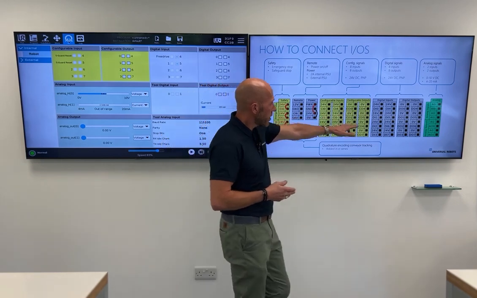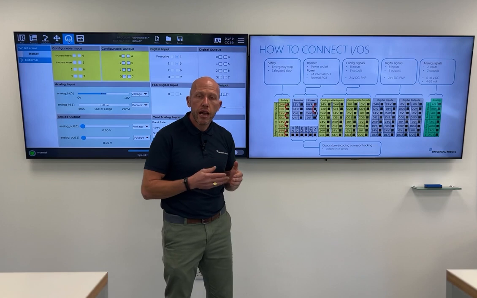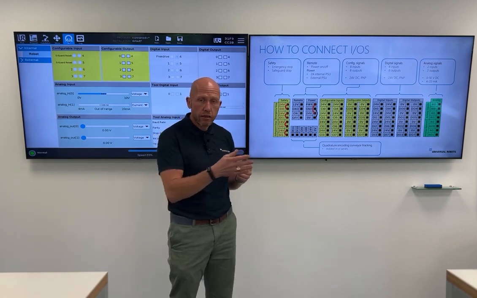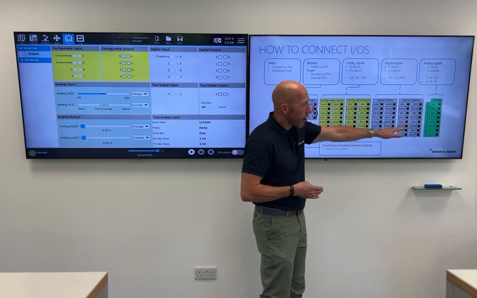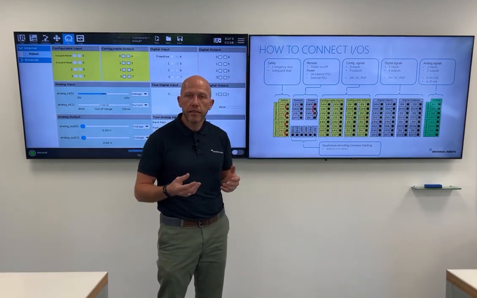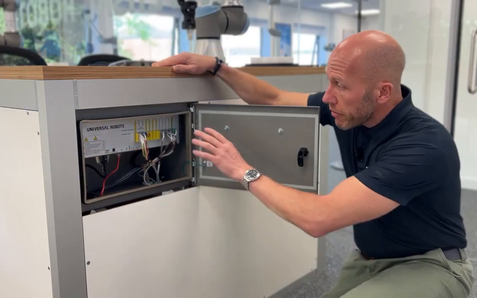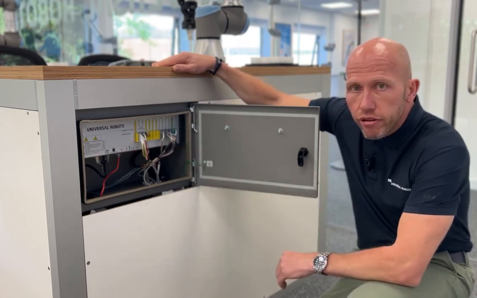Then we have our standard digital I/O. We have 8 inputs and 8 outputs, and we can configure these to switch a machine on, open a door, etc. And then we also have analog inputs where we could interface to a sensor on 4 to 20 milliamps or something like that. Here we have the actual safety control board, and these are the interface signals that we've got in our training center.